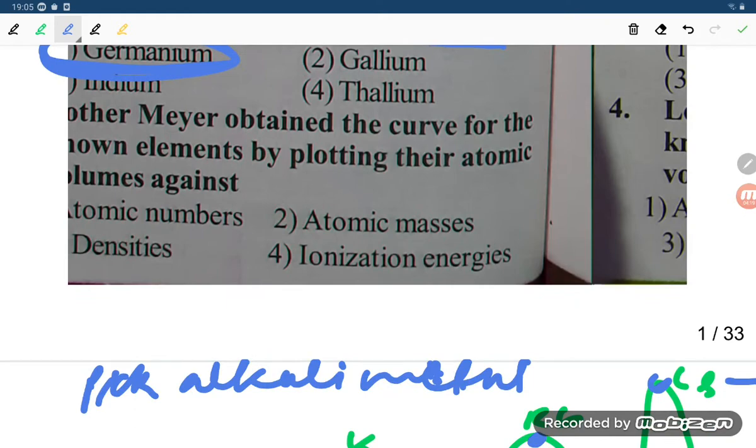Okay, next question. Lothar-Meyer obtained the curve for the elements by plotting their atomic volume against atomic weight. Okay, so student, if you want to see the option for question number 3, that is atomic number Z.